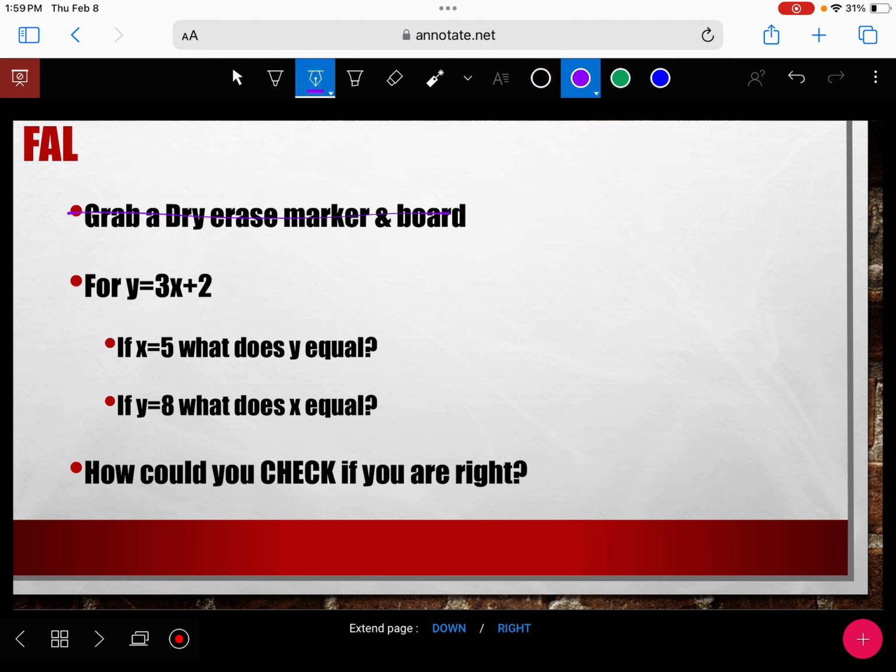If I gave you an equation like this, y equals 3x plus 2, and I said, if x equals 5, what does y equal? What would you do? Substitute it in. Y equals 3 times 5 plus 2. Right? Yes, it'll be 17 because 3 times 5 is 15 plus 2 gives you 17.